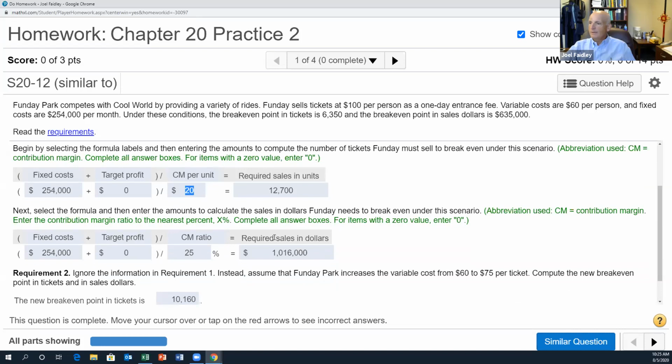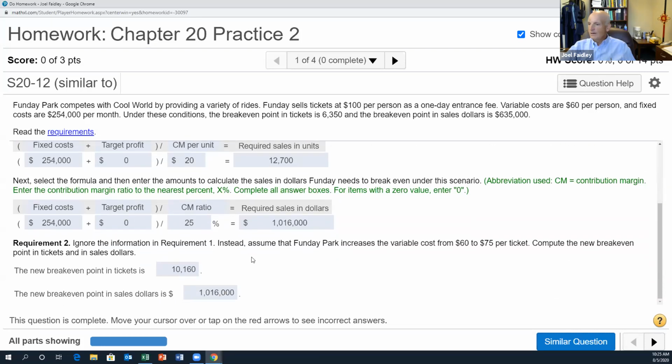And then what would that be in sales dollars? Well, the same numerator divided by 0.25, right? 20 divided by 80 is 0.25. Or you can do what? Take 12,700 times $80 gives me this, right? Two different ways to do the same thing. 12,700 times $80 is 1,016,000.